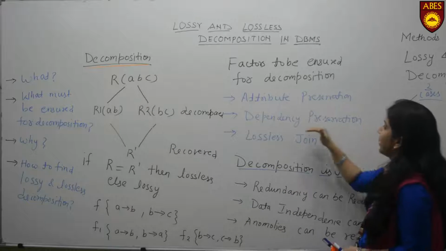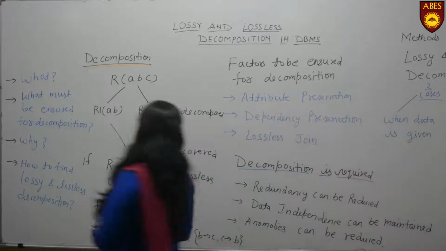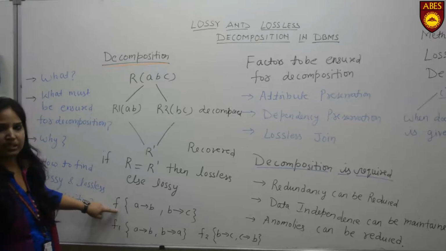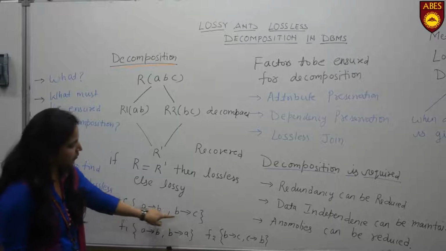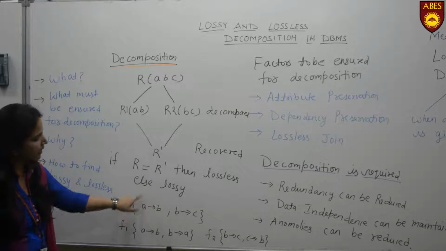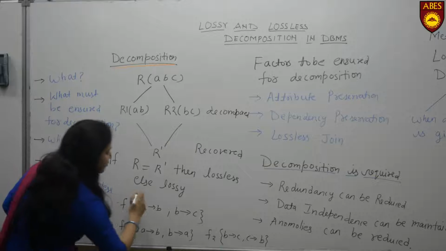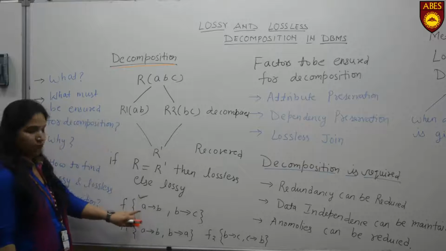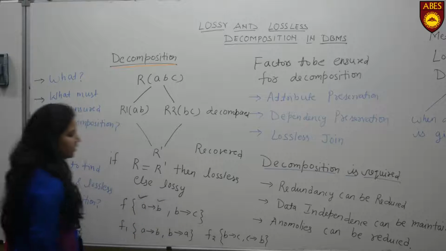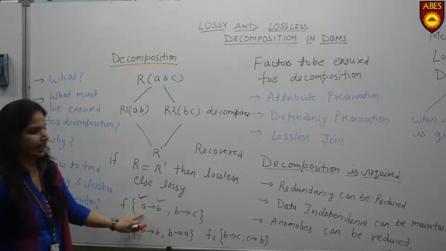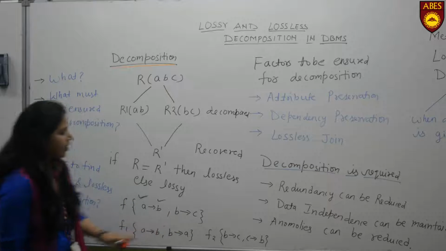The second one is dependency preservation. Let's have a functional dependency set F of the original relation: A tends to B, B tends to C. What does A tends to B decide? In this case A is the determinant and B is the dependent. So B is dependent on A. Here A derives B and B derives C.